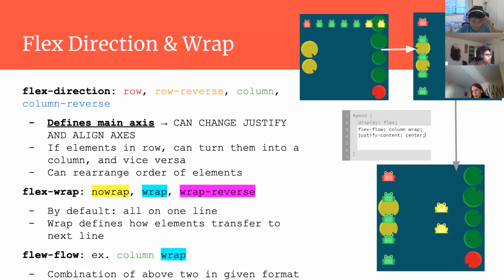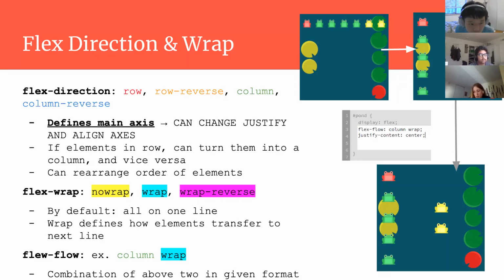So the main takeaway from flex direction is that it actually defines what the main axis is. And I'll go more in depth into this in the example to the right. But for now, keep in mind that it can change the axis of the justify and align items. But we'll see that in a little bit.